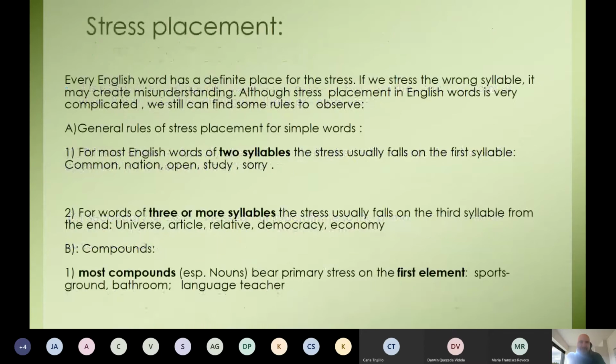Okay. How do we place the stress? I mean, what are some of the common rules that we can apply? So here we have a couple of ideas that are going to help us to find some common ground, some common rules. And I'm going to ask for some help here.